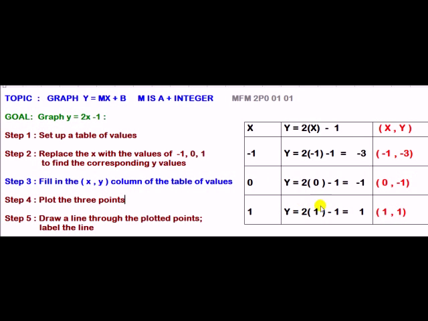When x equals 0, y equals -1. So your next ordered pair is 0, comma, -1. Lastly, when x is equal to 1, the y value is 1, so the ordered pair is 1, comma, 1.